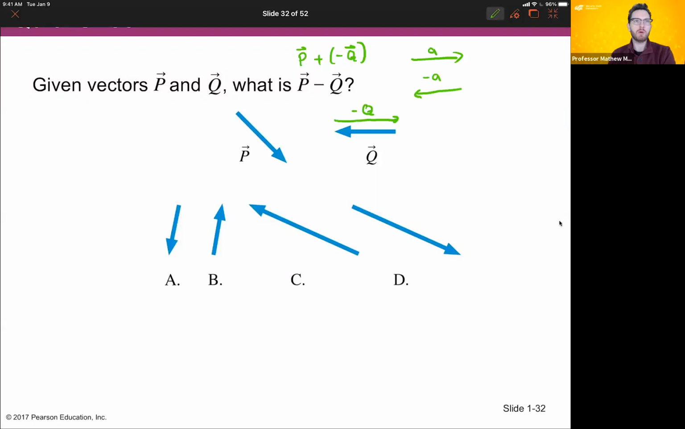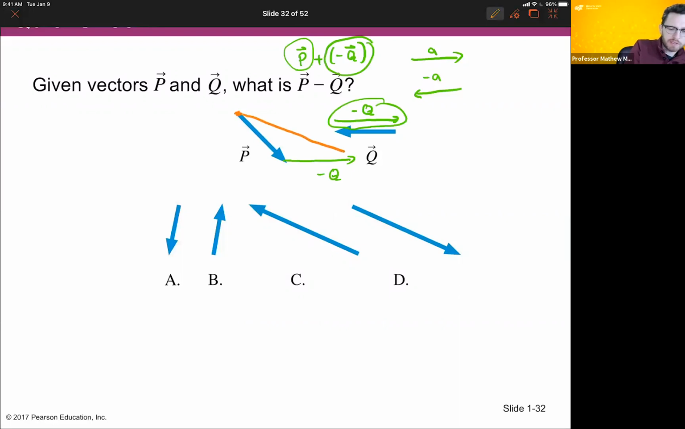Okay, let me go ahead and end this poll. The most popular answer was D. Some of you selected B as well. So let's see what we do here. Here we just drew vector negative Q. In order to find P minus Q, we're going to add together vector P and vector negative Q. Put them tip to tail. Here's negative Q. Now I'm going to find that vector that goes from the tail of vector P out to the tip of the final vector. And that is my P minus Q. So the answer here is D.